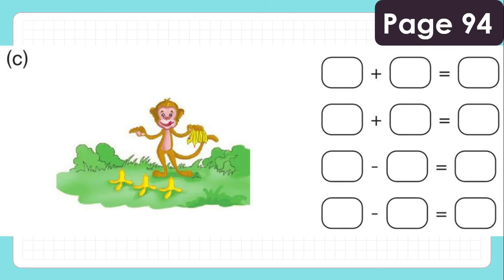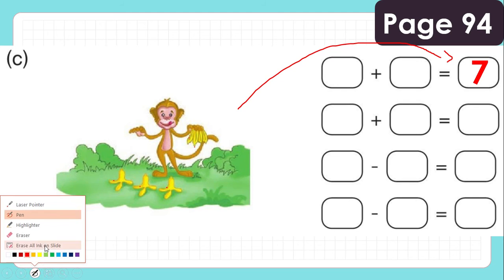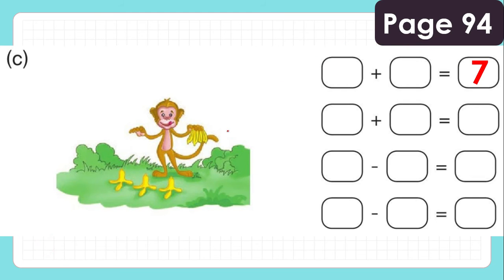1, 2, 3, 4, 5, 6, 7. So there are 7, right? 7 at the end of the number here. And then we are going to look for numbers that if you add them together, we'll get 7. So let's have again the one that he's holding and the one that he ate. Okay, so let's write the 4. 1, 2, 3, 4. 4 bananas that are on his hand.